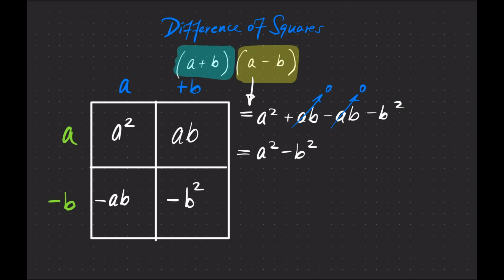And we're left with a squared minus b squared. So this guy, look at this. Look how cool this is. This guy's factored form, which we'll later see more about in the next chapter, looks like this: a plus b, a minus b. This comes up a ton.